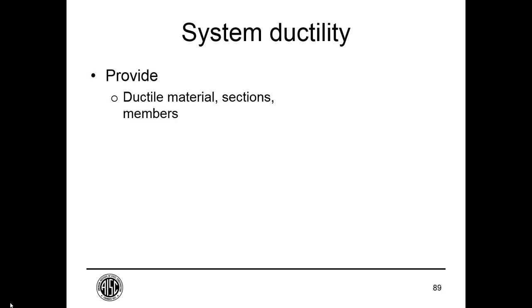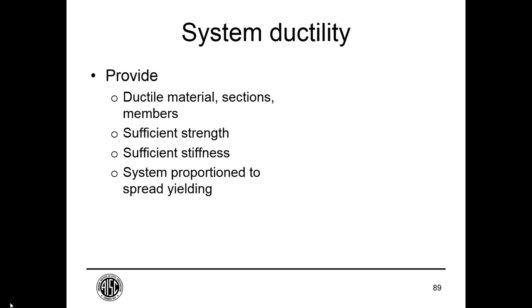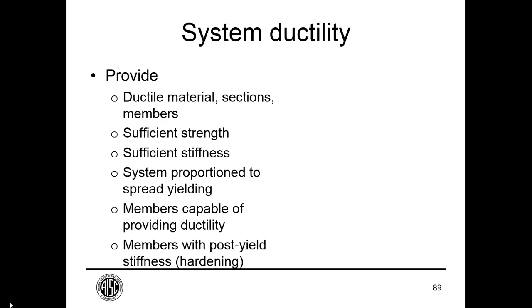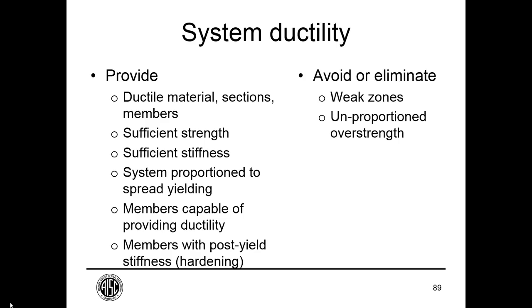So to get system ductility, we want ductile material, but that's not enough. We want ductile sections. That's not enough. Ductile members. That's not enough. We need sufficient strength, sufficient stiffness, and very important, we need to proportion our system to spread yielding. And then we want the members capable of providing that ductility, and hopefully with some post-yield hardening. We want to avoid weak zones in our structure. We want to avoid unproportioned overstrength, and we want to avoid structures with negative post-yield stiffness.